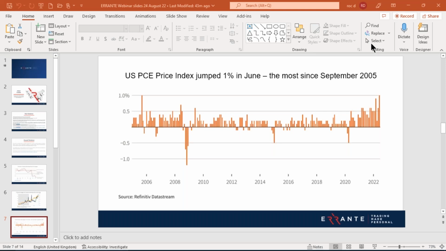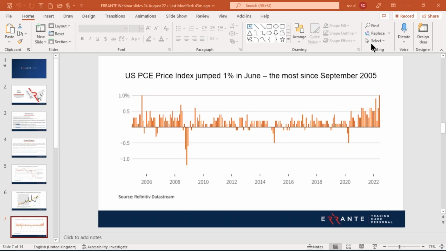And so hoping for the core PCE, that strips out volatile food and energy prices, to have increased to only 0.3% from a monthly gain of 0.6% previously, and the annualized core PCE is seen falling to 4.5% from 4.8% in June. The headline, certainly we've seen some big moves this year due to, of course, the volatile energy, food prices, and obviously made worse by the Ukraine conflict.